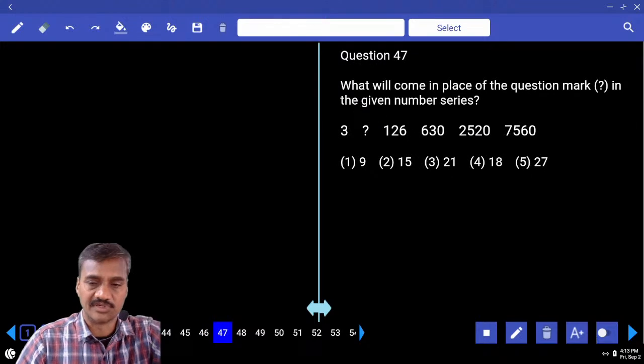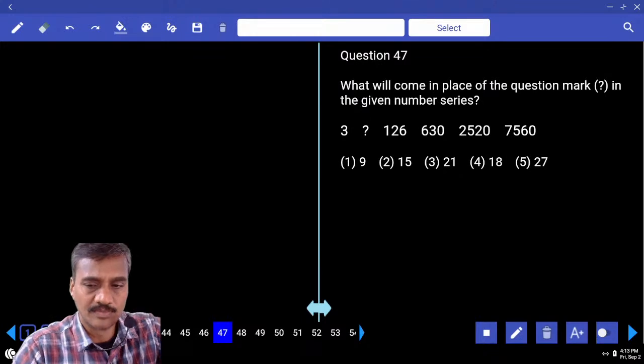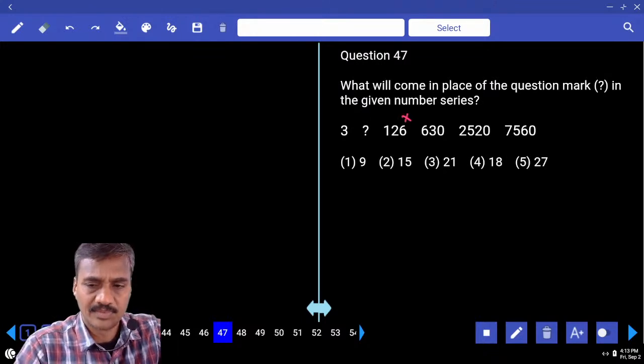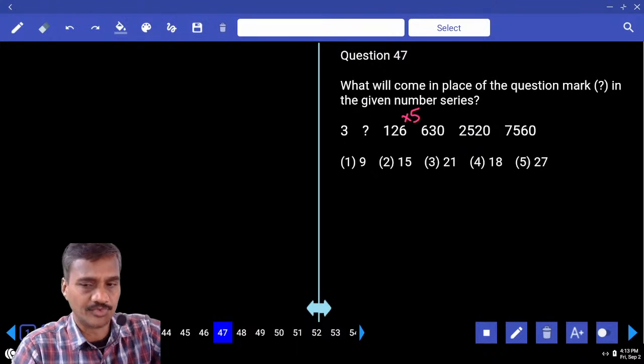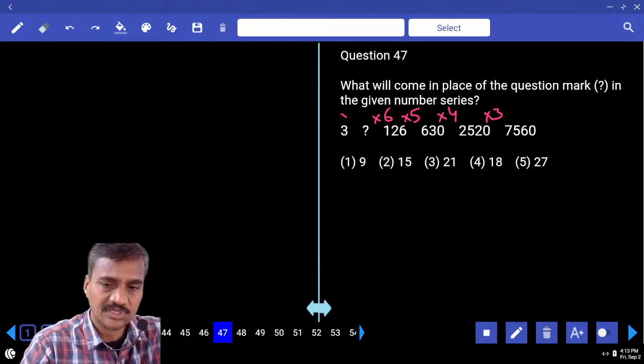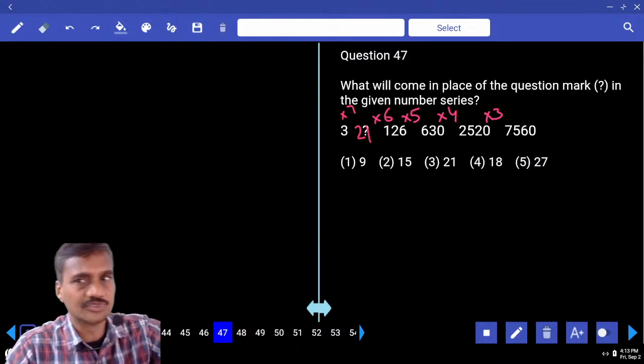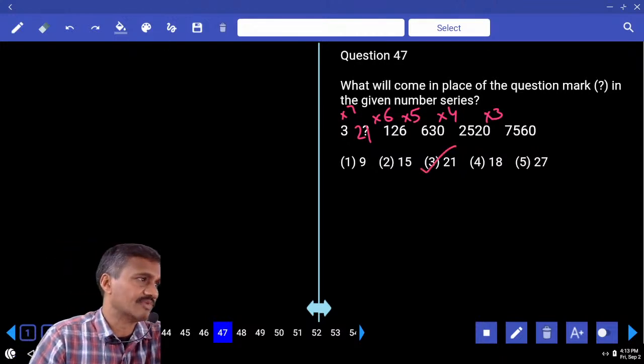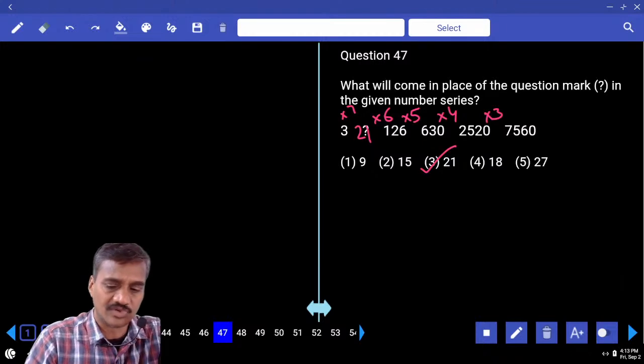Now in this 47, 126 and 630. It is multiplied with how much? Into 5. Now 630 and 2520, into 4. Now this is into 3, into 4, into 5, into 6, and this is into 7. Now 3 into 7, 21. 21 into 6, 126. As 21, choice 3, question number 47. The given numbers are multiplied with 7, 6, 5, 4, and 3.